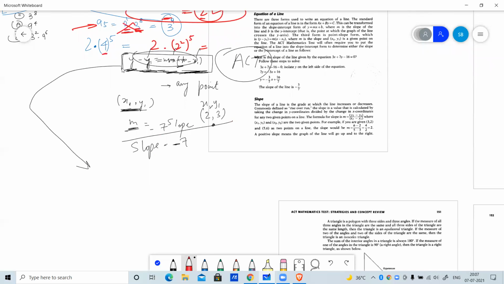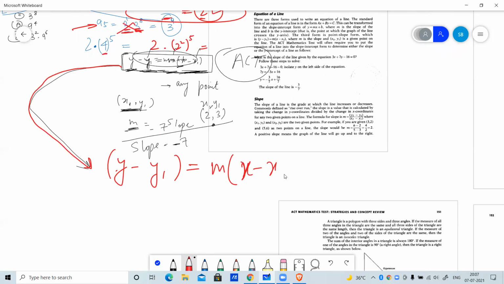So you'll write the general form first, and then you'll plug in the numbers. y minus y1 equals m times x minus x1. Now let us go on plugging in the numbers. You will keep y as it is, y minus y1. How much is y1?